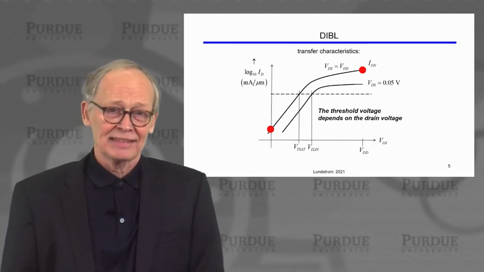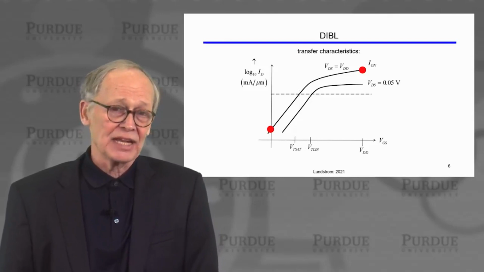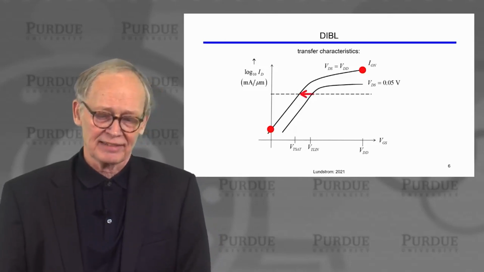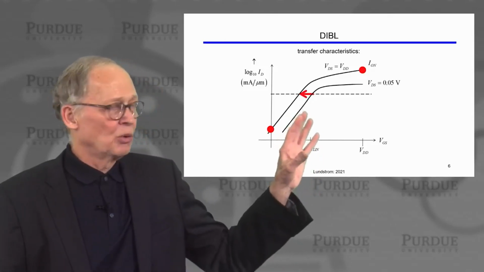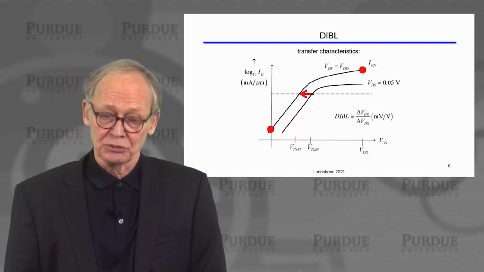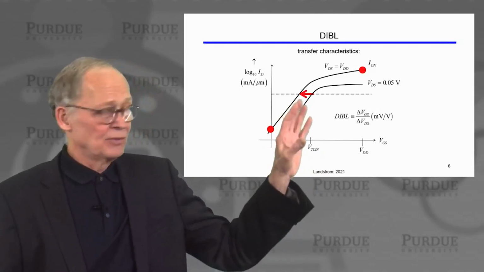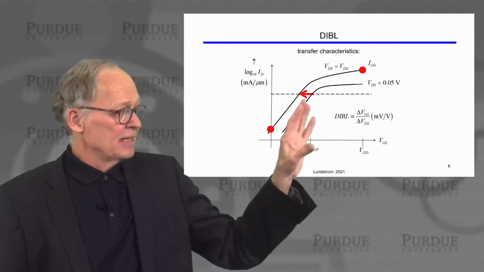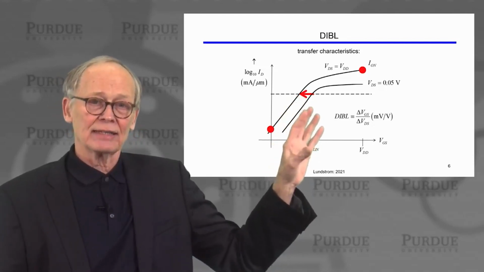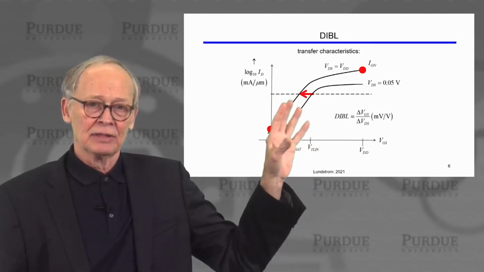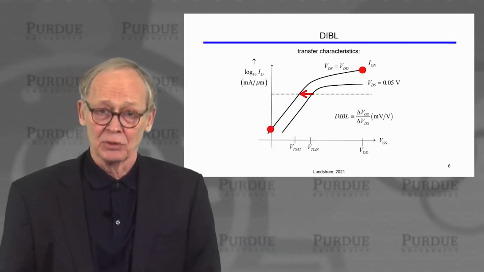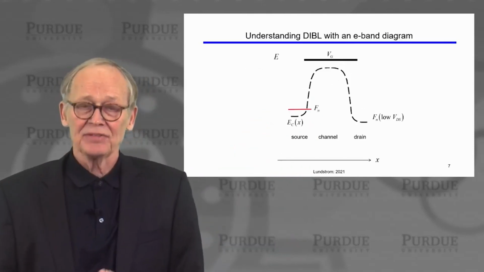And we measure that shift in threshold voltages actually in a slightly different way. We just measure the horizontal translation between these two curves, the change in gate voltage needed to maintain the current at a constant value while we change the drain voltage. Okay. But what's the physics?